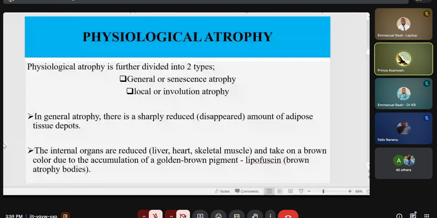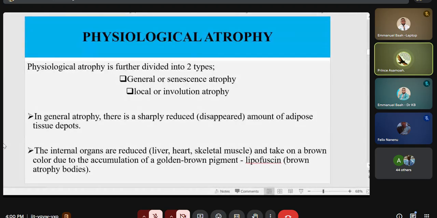So we are saying that for physiological atrophy, there are general and local forms. For the general ones, the adipose tissue, the fat in the tissue, is reduced sharply. It disappears like that. And when fat disappears and the tissue shrinks, that particular tissue or cell will shrink immediately. It becomes very sharp, and you are able to notice it.